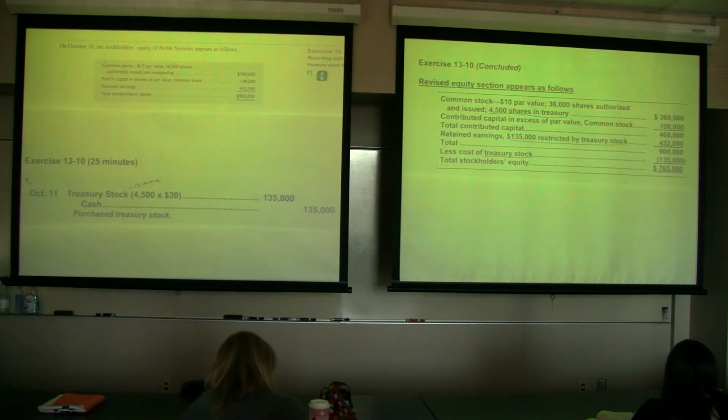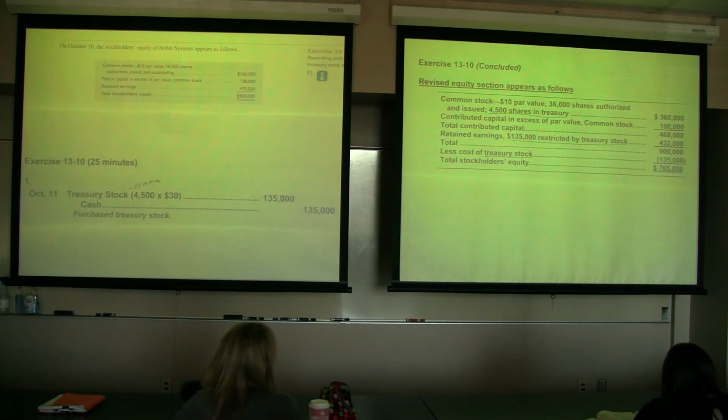So why does it say that there are 4,500 shares in treasury when we resold those shares? Oh, it's as of October 11th. Oh, okay, gotcha. Yeah, it's after this first transaction. The other two have not occurred yet. Okay? All right, any other questions?